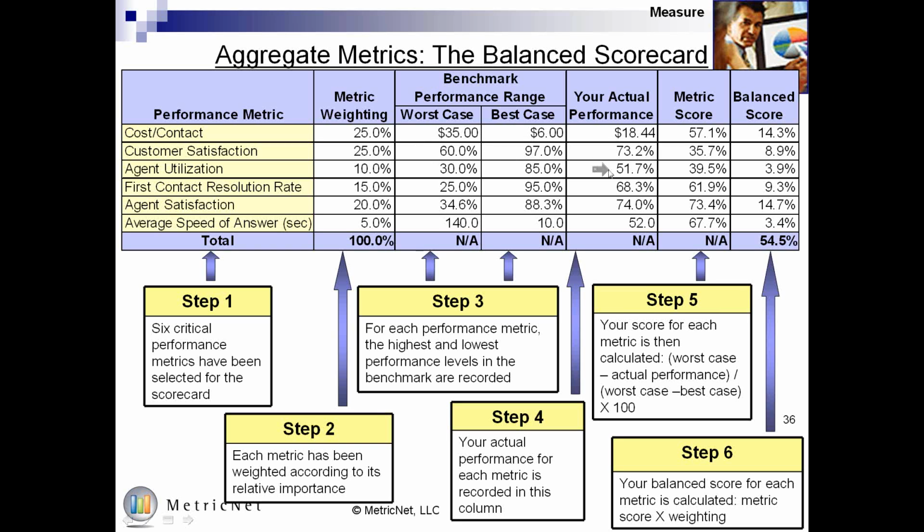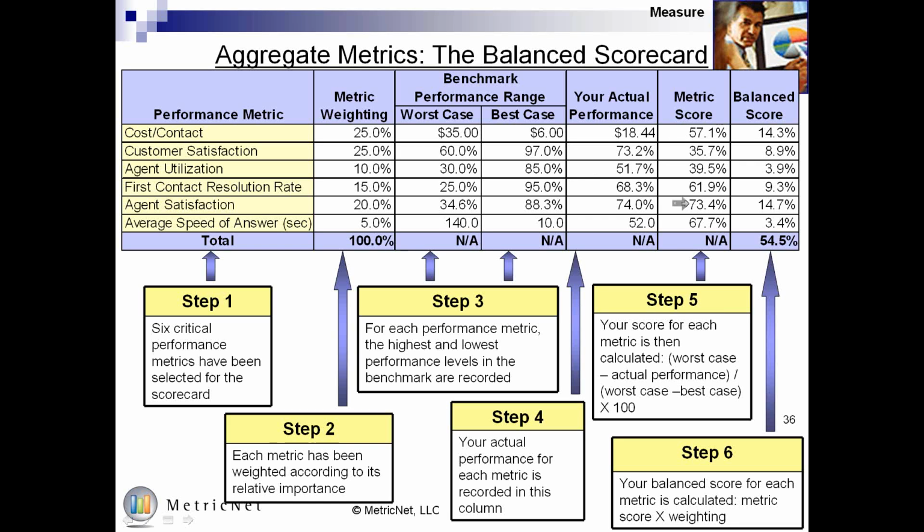You would then put your actual performance in this third column from the right, and you can calculate a score for each one of the metrics in the scorecard using this simple interpolation formula. You take the worst case, you subtract your actual performance, that becomes the numerator of your metric score, and then you divide that by the range, which is the worst case minus the best case. And you're going to end up with a number between 0 and 100%.